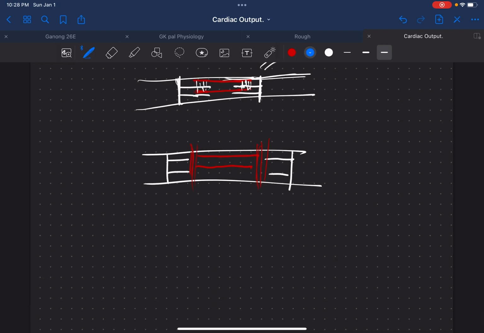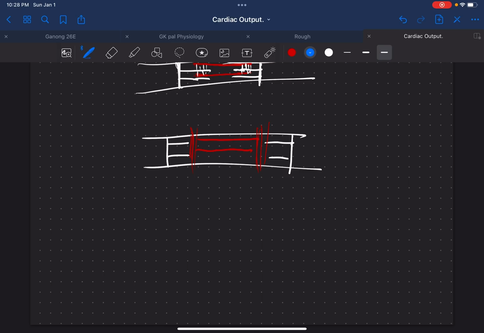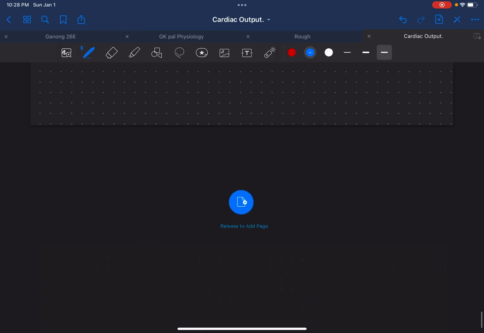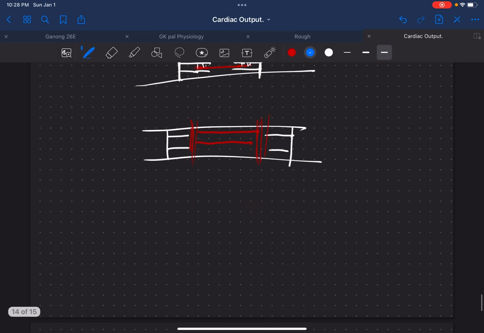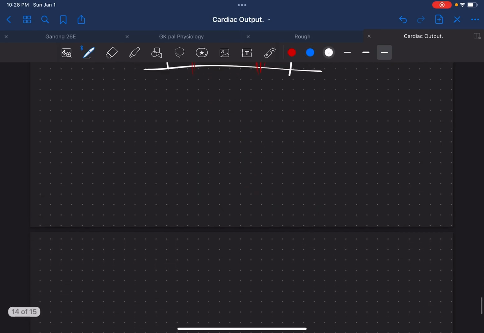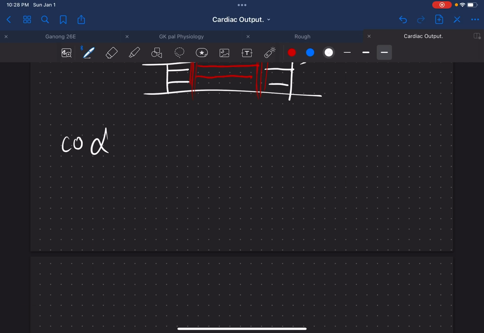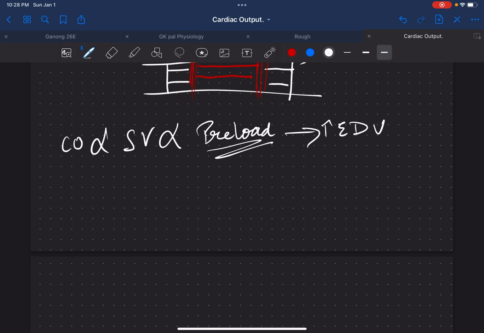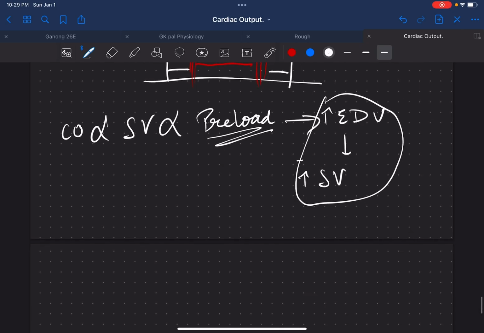So after that, let us move to the next topic, that is afterload. Here we can say cardiac output is directly proportional to stroke volume, that is directly proportional to preload. The more the preload, that means more end diastolic volume, means more stroke volume, and this means greater ejection fraction.